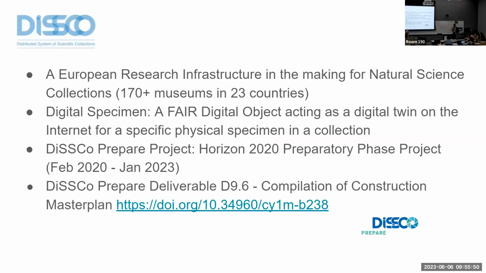Disco is a research infrastructure in the making for the natural science collections. One thing that worked out in Europe is that there were already several other research infrastructures in the biomedical domain, in digital humanities, in astronomy, that helped us make our case that we need this for collection-holding institutes. These are natural history museums, herbariums, and small collections all over Europe. We're working with 23 countries and 170 museums.